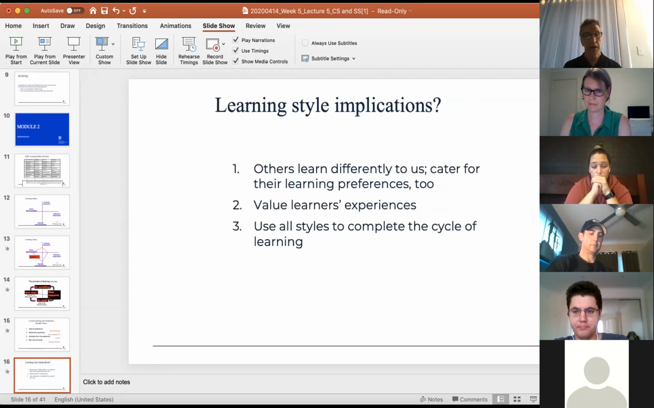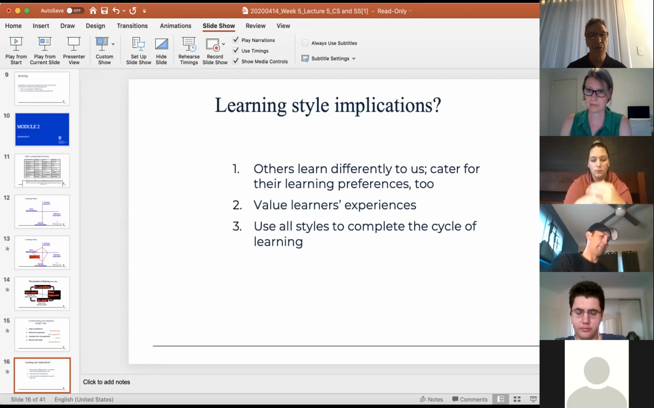No? Okay. The implications: different people learn in different ways and have different learning preferences. So you will find that people will express their learning in ways that might be quite different to how you do. And it's important that we value different learners' experiences. So one way to do that is to mix up the modes that you're using in your learning.